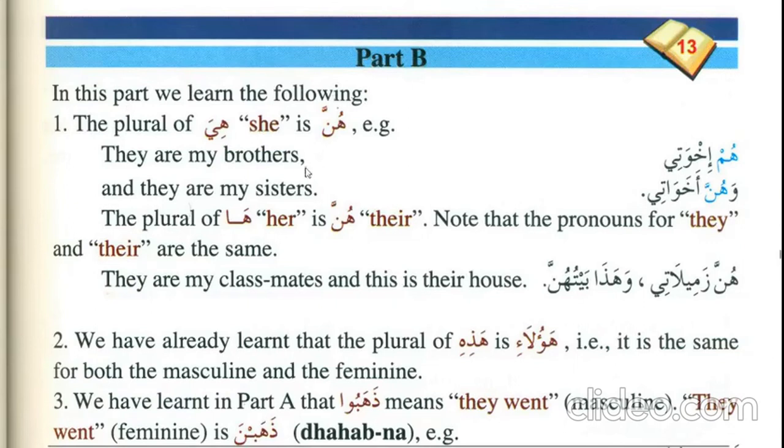In the first part we studied the masculine plurals. Now in the second part we will focus on the feminine plural. So hiya means she, and its plural is hunna. You need to memorize this. Similarly, ha means her, and its plural form is hunna. The only difference is that this hunna is at the beginning and it is separate, and this hunna is at the end of the word and it is attached to the noun, not separate.